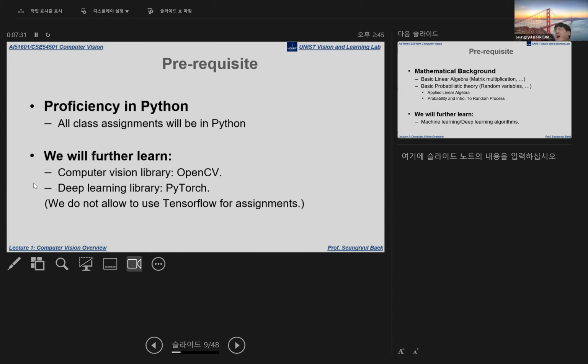And we are not allowing the use of TensorFlow, which is another library for implementing deep learning. There are some issues for us. So we are not allowing you to implement the programming assignments or the final term project in TensorFlow. So you also have to pick a paper for the final term project whose code is in PyTorch, not TensorFlow.